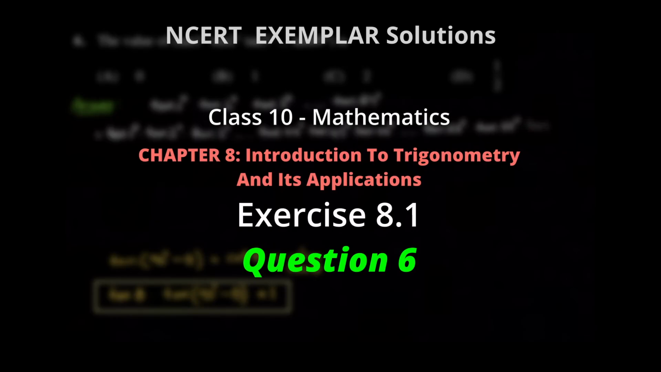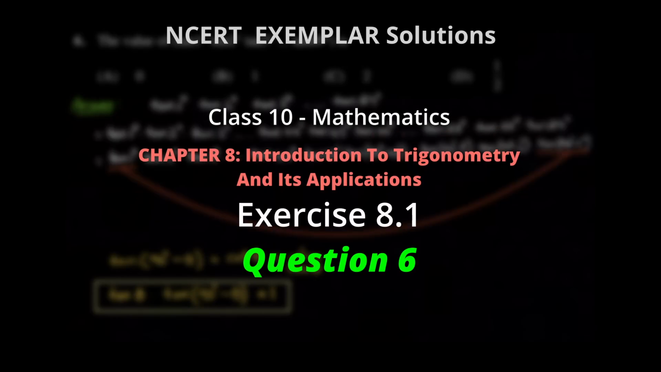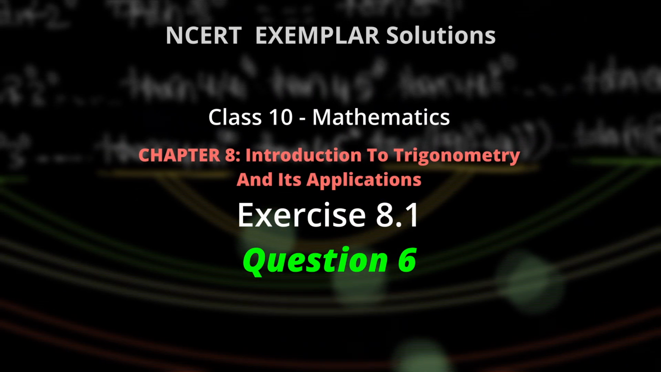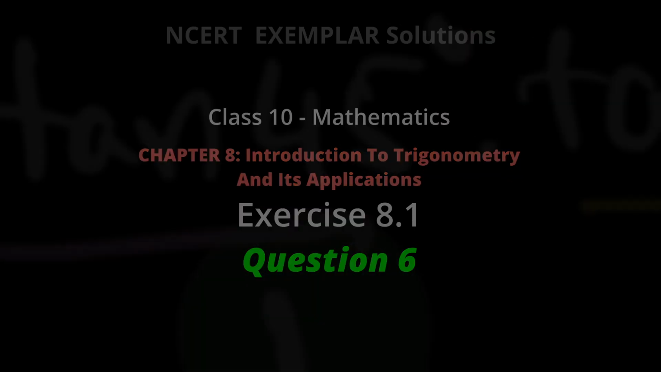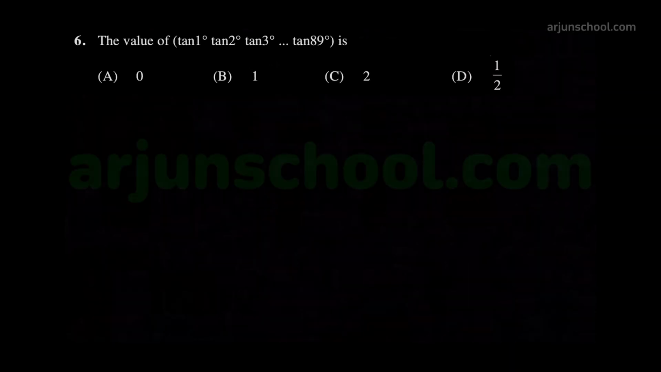NCERT Exemplar Solutions, Class 10, Maths, Chapter 8, Exercise 8.1, Question 6. Multiple choice question 6. The value of tan 1 degree into tan 2 degrees into tan 3 degrees into and so on tan 89 degrees is option A 0, option B 1, option C 2 and option D 1 by 2. Answer. Let us write the given expression.